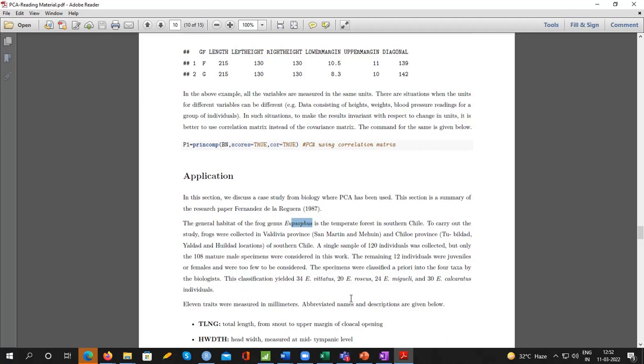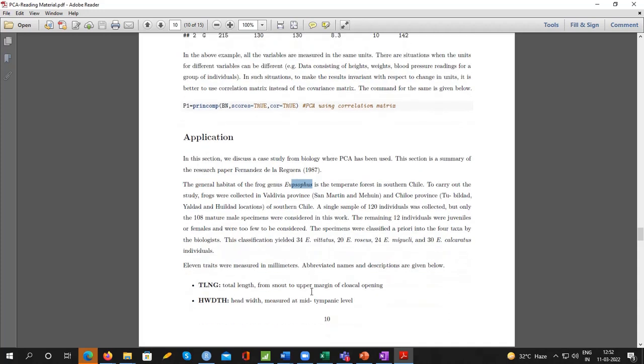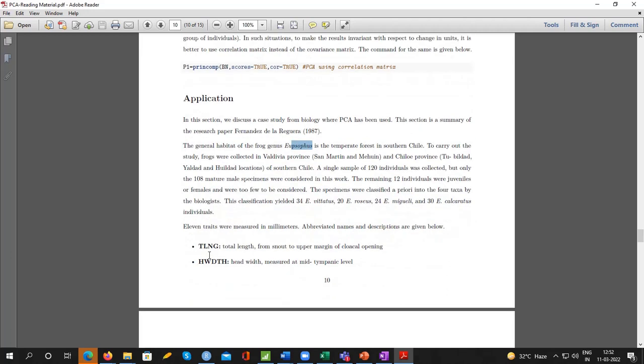And scientists would like to see if these species are different, meaning if there is a difference in the morphological characteristics of these 4 species. A scientist knows how to identify the species, but they would like to see if the differences could be explained more clearly. So these are the variables that they measured on these frogs. Around 120 frogs were collected, out of which 108 were mature male specimens, and the measurements are taken on these 108. The juvenile frogs have not been considered.